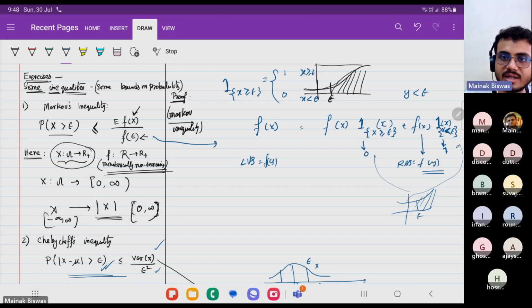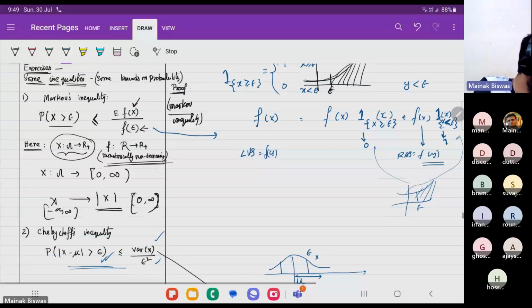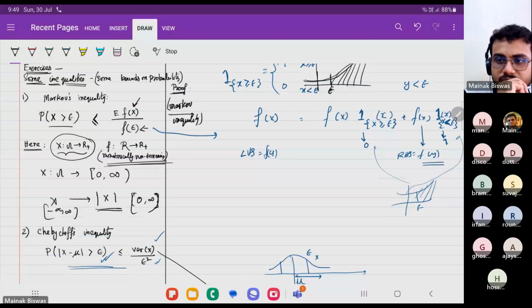If x is greater than epsilon, say at z, this part will go to zero and only the first part will remain. Yes or no? Only one part can remain at a time; both cannot remain at a single time. So if only one part can remain, f of x is equal to f of x. Yes or no?